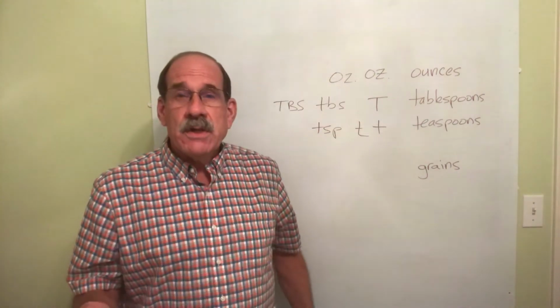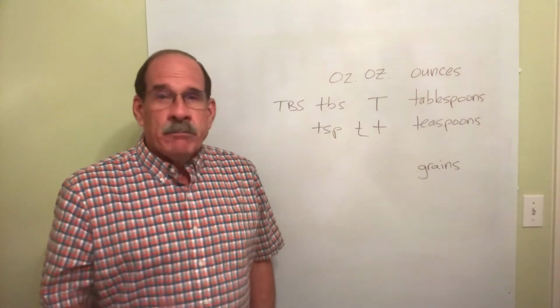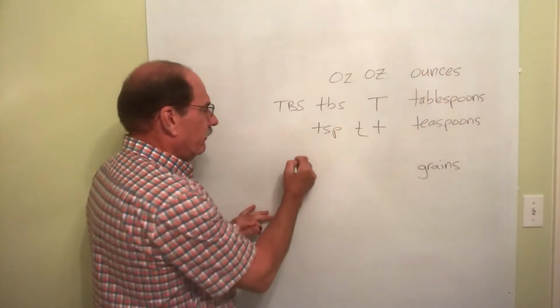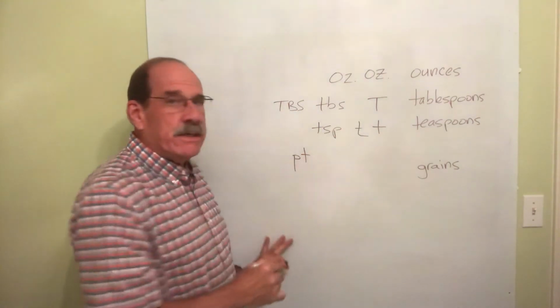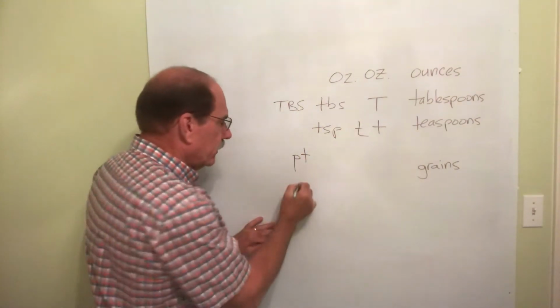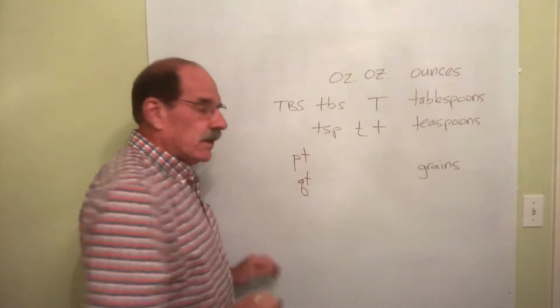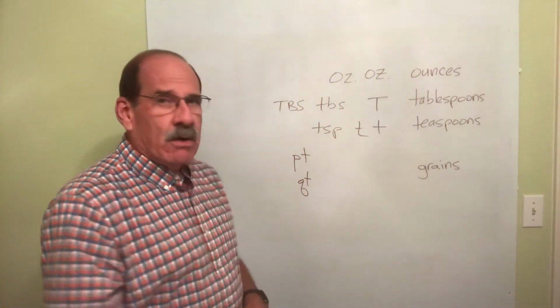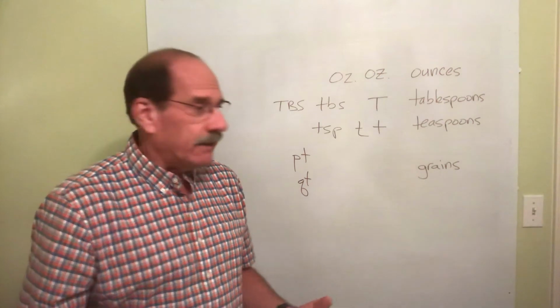Now you're also going to see, we'll work with these later, pints and quarts. A pint, the symbol for that is PT. The symbol for quart is QT. So more about those later. You won't use them a whole lot, but you will from time to time.